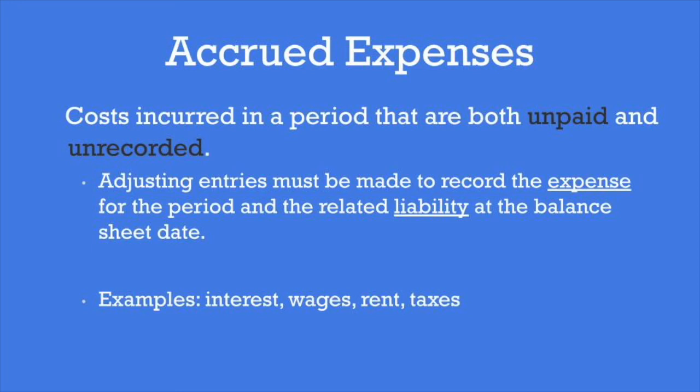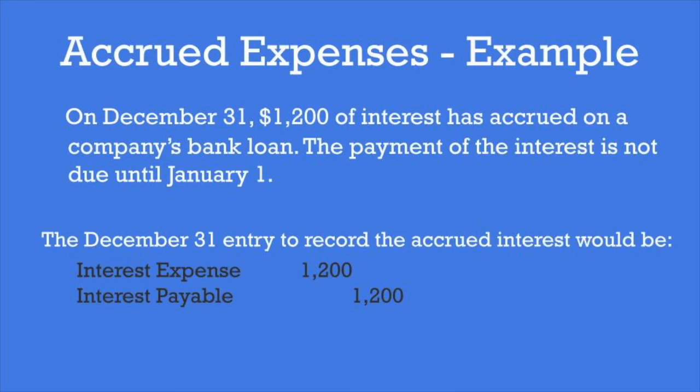So these are costs incurred in the period that are both unpaid and unrecorded. The adjusting entries must be made to record the expense for the period and the related liability. Examples would be interest, wages, rents, taxes, these sorts of things. Let's look at an example.